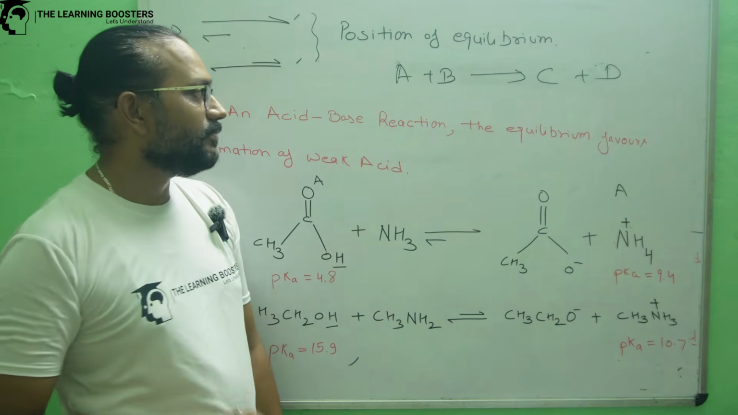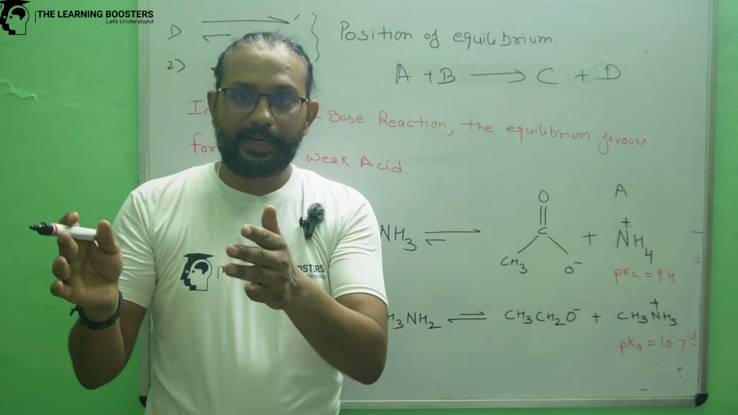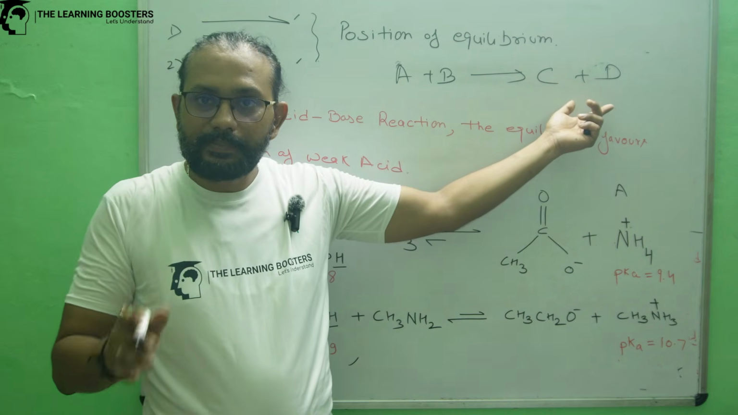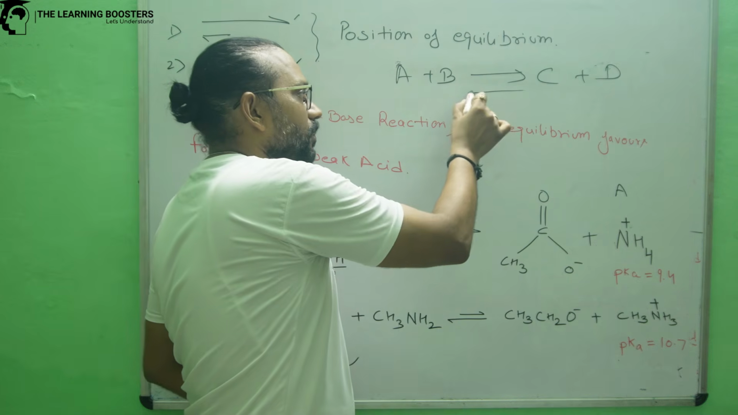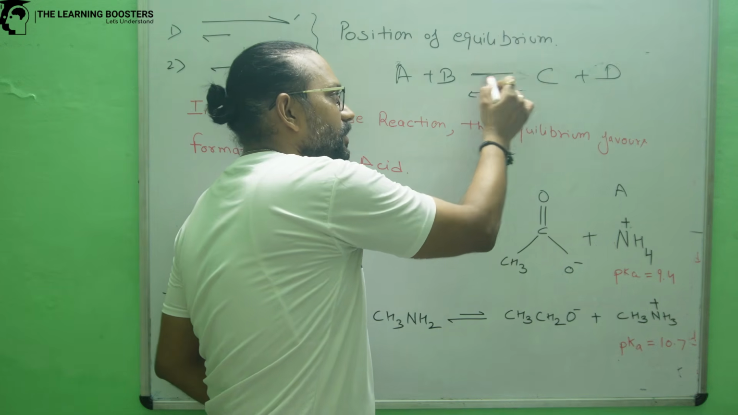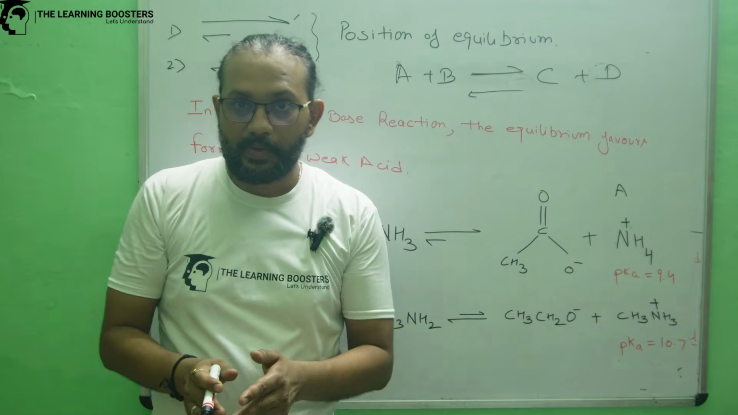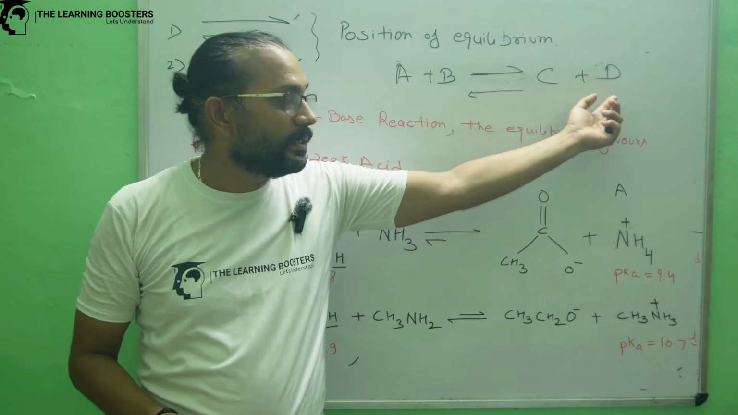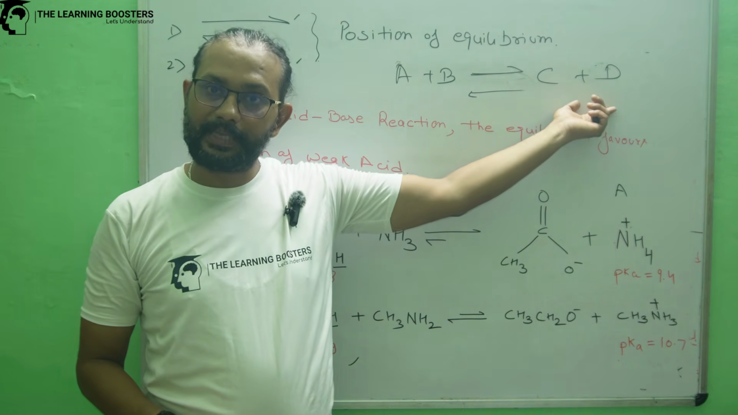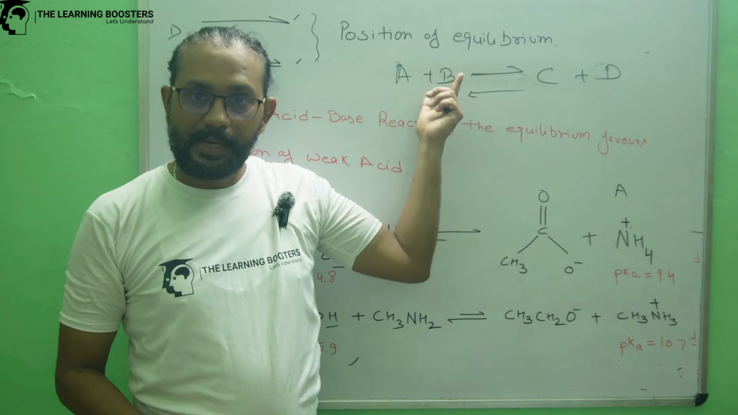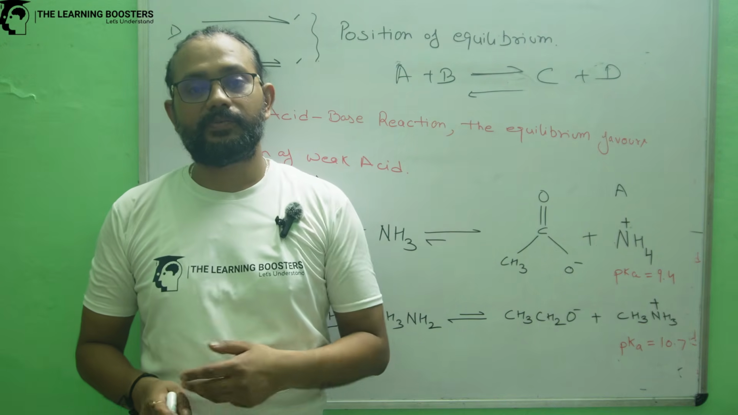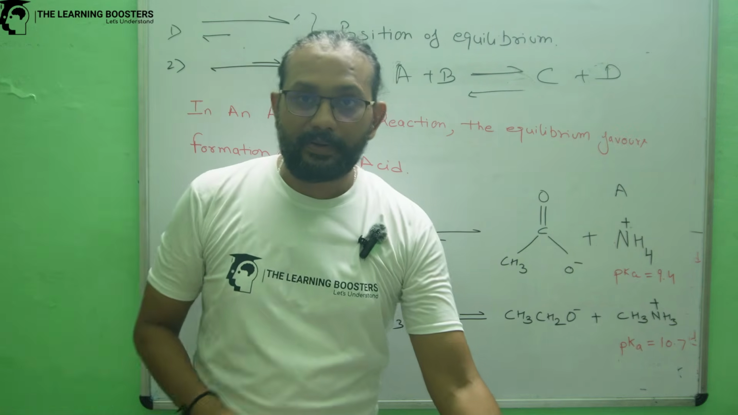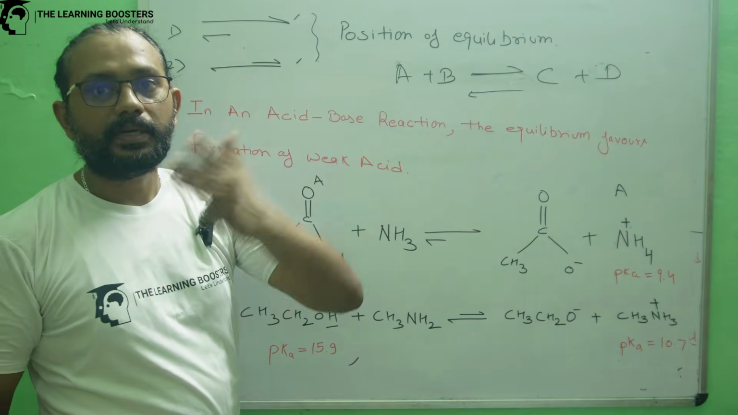But sometimes the forward reaction converts reactants A and B into C and D, and sometimes they move backward also, and they will establish an equilibrium. We call that a reversible reaction, meaning C and D have the potential to come back to form the reactants. That kind of reaction we call a reversible reaction. Also the equilibrium lies either on the left side or the right side.